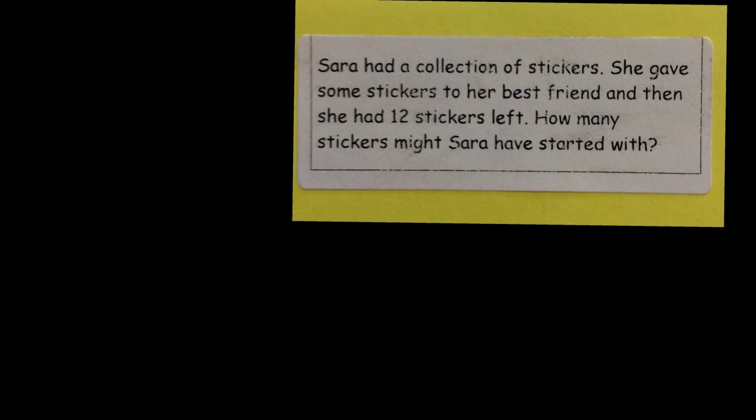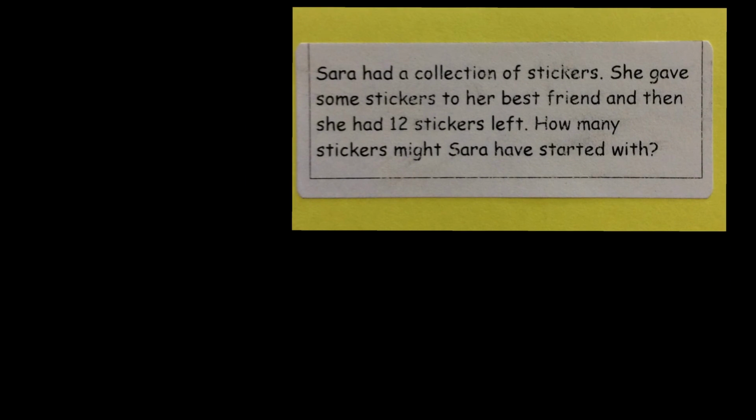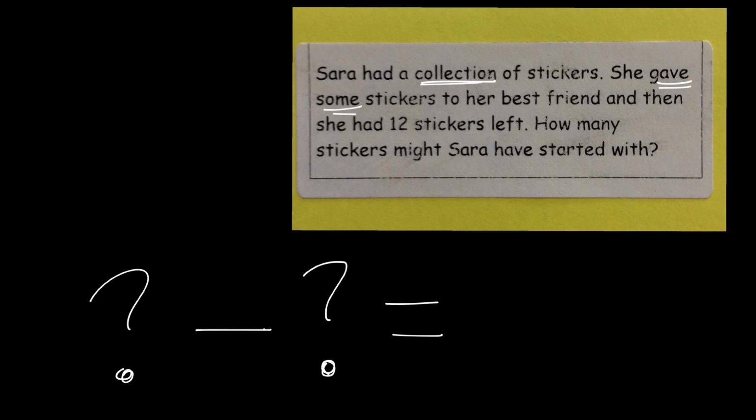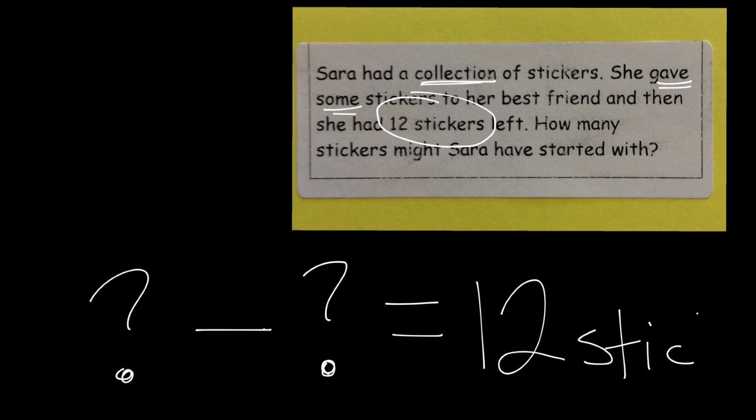So basically, you are going to take a number. Do I know how many Sarah started with? Nope, because it just says she has a collection. So I don't know what she starts with. Then she's going to give. She's going to get rid of or subtract. Again, some stickers. I don't know, right? And then when she's all done, the one thing I do know is she has 12 stickers. Okay, so all you have to do is make up a subtraction problem where your answer is 12. There are hundreds of different ways to show that.